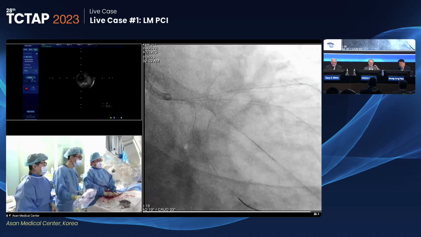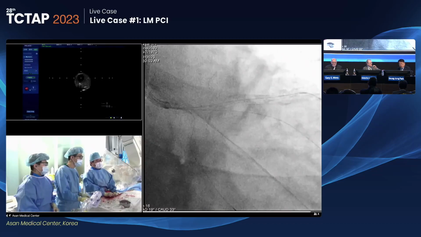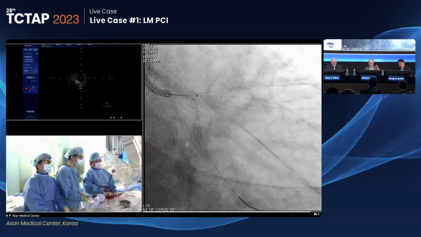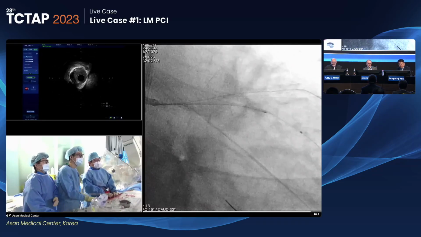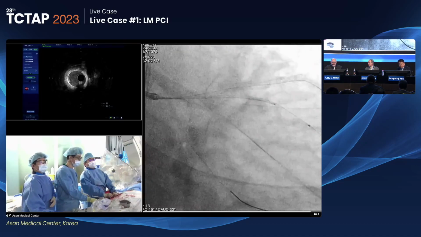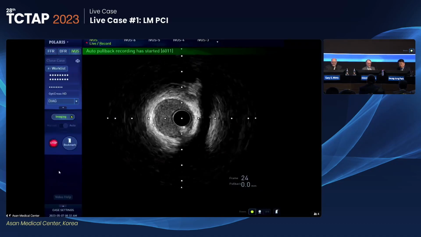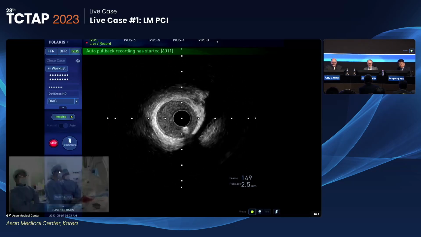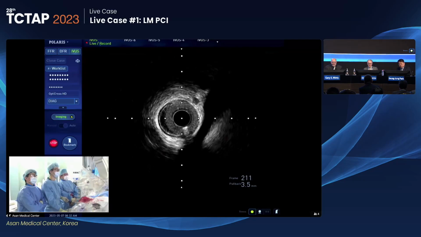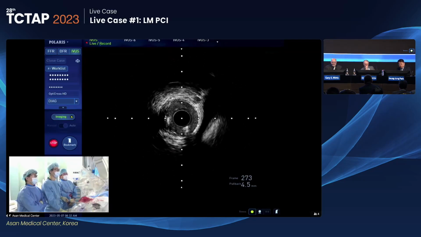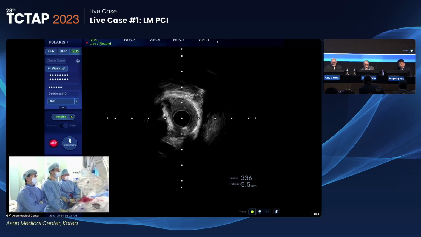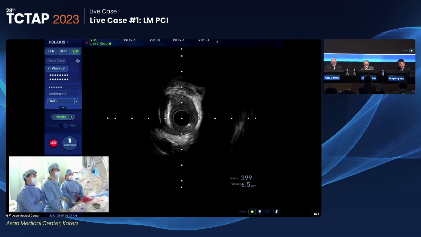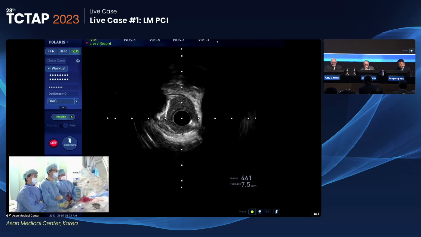rotablation. But fortunately, can you see an angiogram at some point? No, we don't do angiography, Antonio. This is the high diagonal branch. The high diagonal branch is 2.5 something. Vessel size is 2.5, more than 2.5. Yeah, more than 2.5.